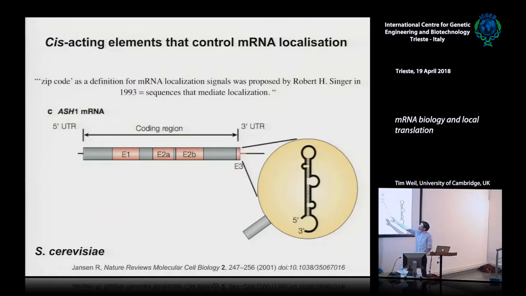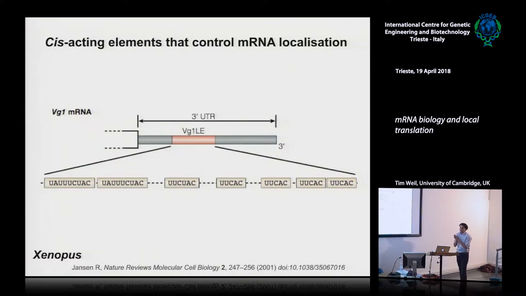And what they identified within the 3' UTR, so in the untranslated region of the RNA, was this structure here. This zip code, which they identified, could be moved to other RNA, and it would then be taken to the same place as this ASH1 RNA within yeast. We see some really interesting aspects when we look in Xenopus, within the frog. You can see that this localization element for VEG1, again lying within this 3' untranslated region, has very specific repeats and short repetitive sequences that are required for its localization to the vegetal pole.